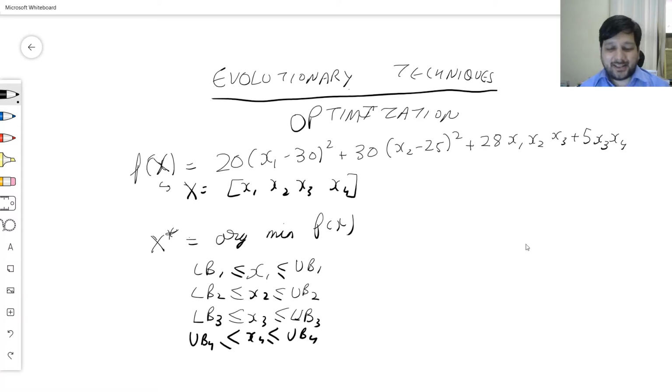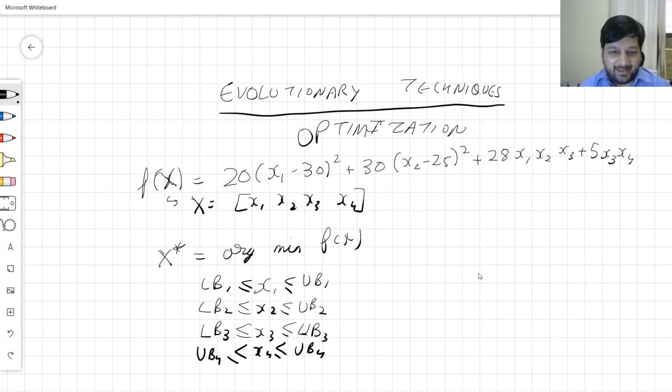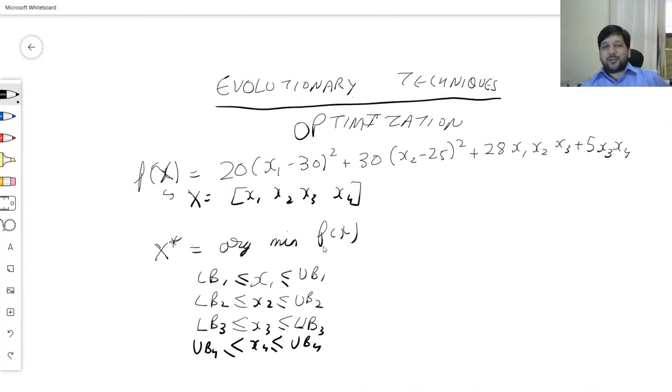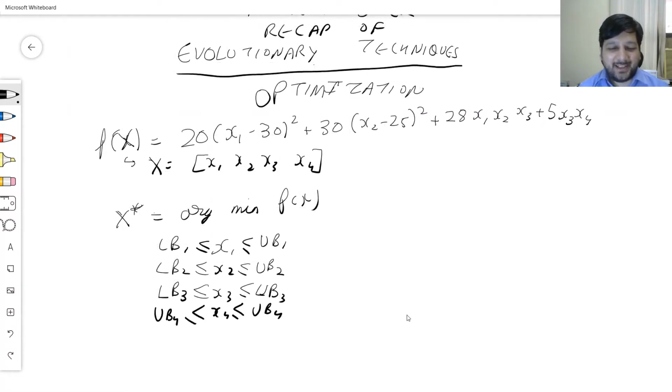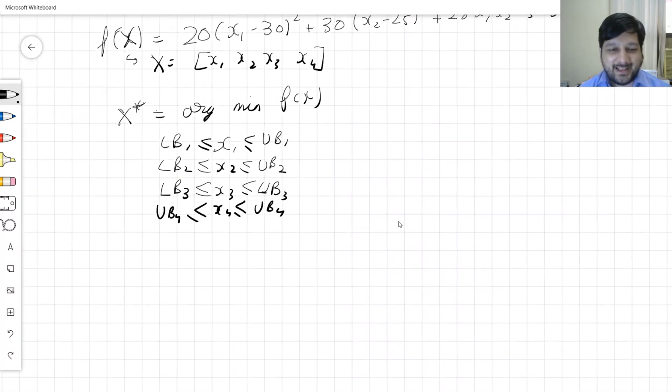And of course, the entire way by which we solve these kinds of problems is covered in the other course which is going on parallelly. So let's clarify the title. It is a very quick recap of evolutionary techniques. It's a soft computing course, so I won't be taking it into entire detail.